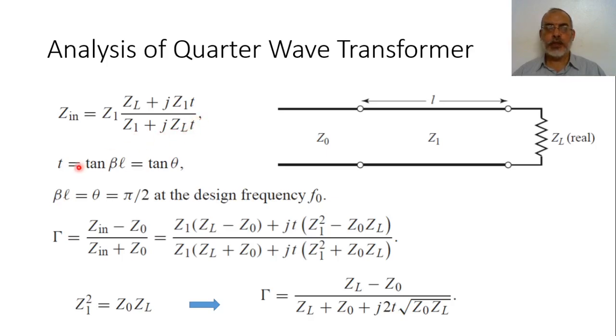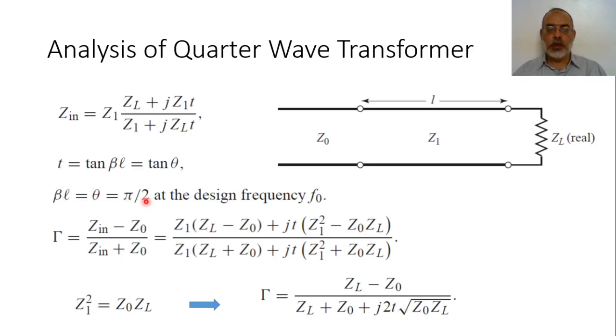We are going to replace tan beta L by the symbol t. Actually, beta L corresponds to the phase shift due to the wave propagation along the length L of the transformer section. So we can replace the value beta L by theta. For the quarter wave transformer, at the center frequency, the value of beta L or theta equals pi over 2.